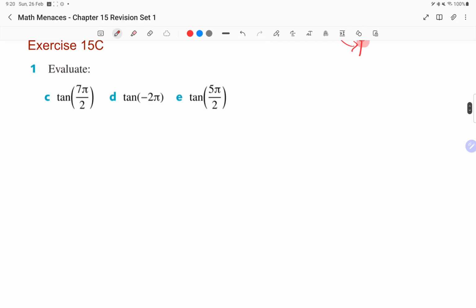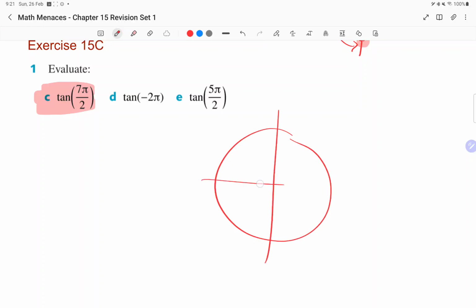Okay, next exercise 15C. Evaluate one of these things. I'll go through just the one, 11C. So remember the tangent line. The tangent line looks something like this, right? This is the tangent line. And 7 pi on 2 is, again, just a multiple of a quarter of a unit circle. It's either this one or this one. Either way, the top one, right? No, that'll be the bottom one.